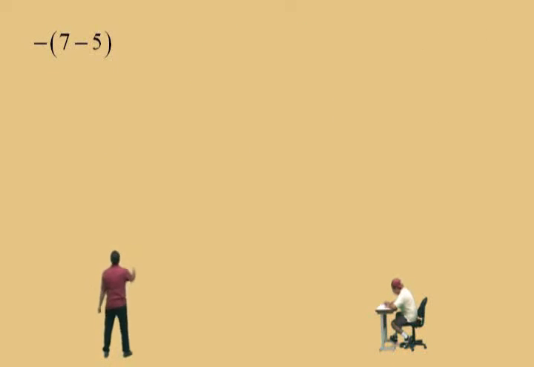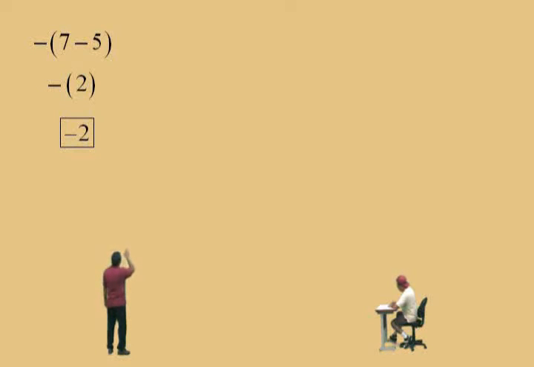Let's move on. Let's do some problems here. Now, opposite of the difference of 7 subtract 5. Well, order of operations. Do the parentheses first. What's 7 subtract 5, Charlie? 2. Bring down your negative. And what's the opposite of 2? Or what's the negative of 2? You can say it that way. It's negative 2. There you go.